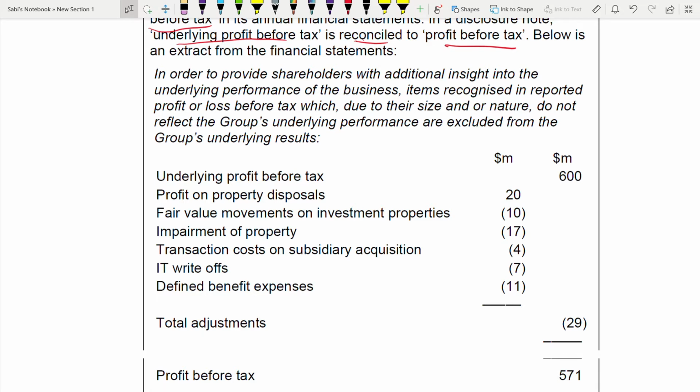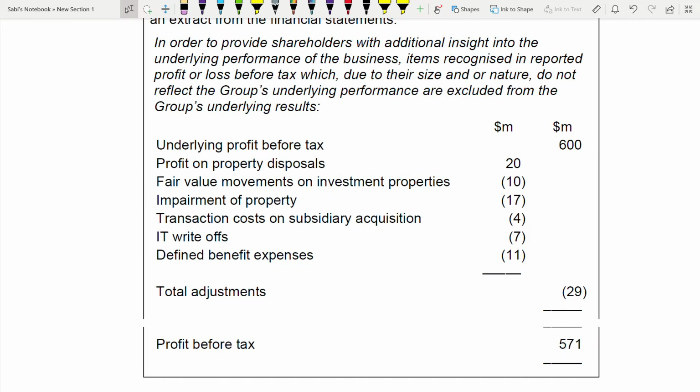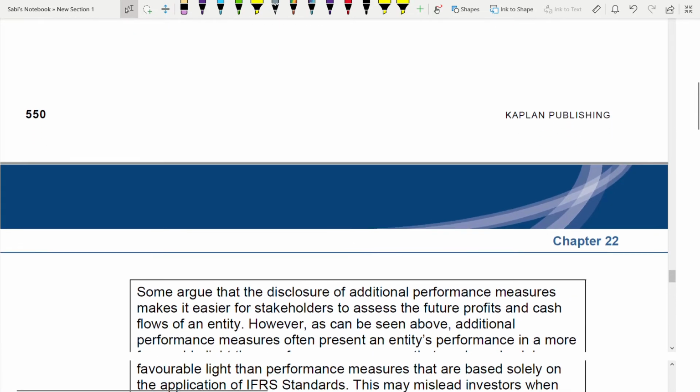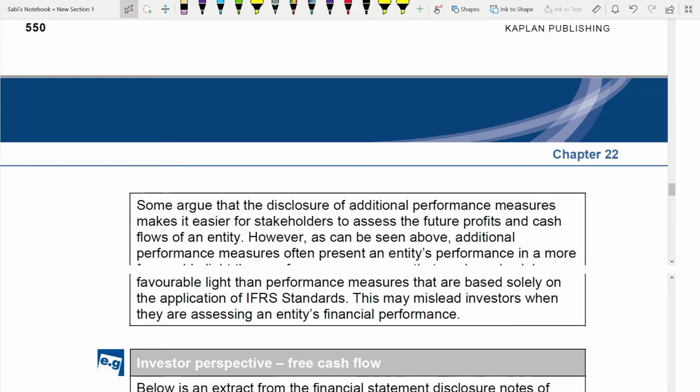Let's see what items they have presented. Underlying profit before tax, profit on property disposal, they have added fair value on investment property, impairment, transaction costs, IT write-off, defined benefit expenses, which they have deducted. And now the profit before tax is 571. So what does this say? Some stakeholders argue that disclosure of additional performance measures, that is APMs, makes it easier for stakeholders to assess future profit and cash flows. If you give additional performance information, stakeholders can now assess future profits and cash flows better, because they have an additional performance measure.